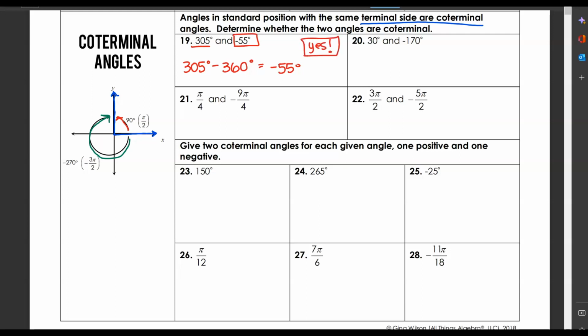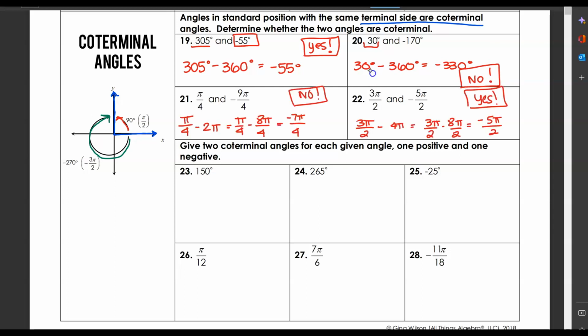Okay. All right, let's go ahead and try this one. So let's start with a positive 30 degrees, and we're going to subtract 360 degrees. What's left over? Well, we're going to be left over with negative 330 degrees. So unfortunately, in this case, they are not coterminal angles. Okay. All right, take a moment to try 21 and 22.